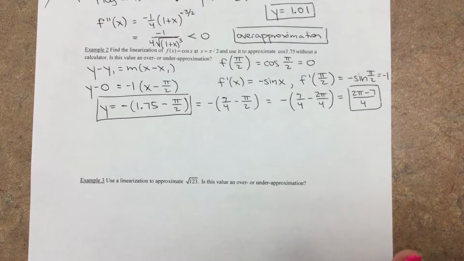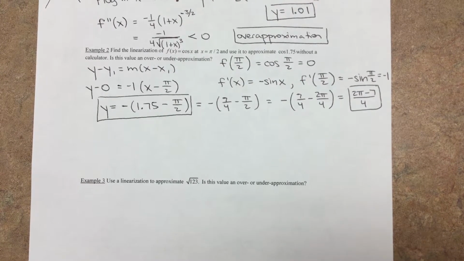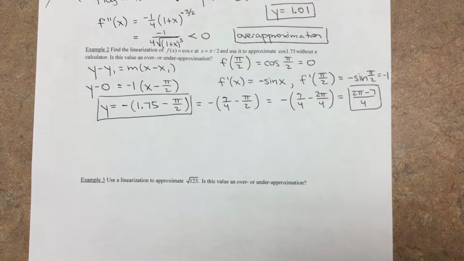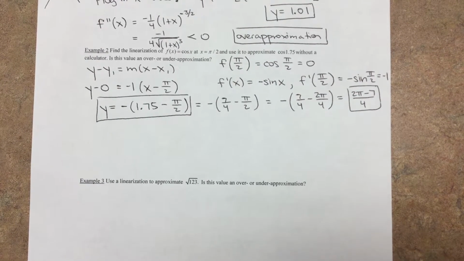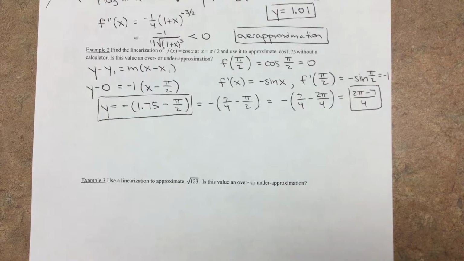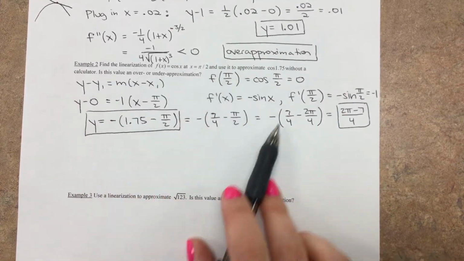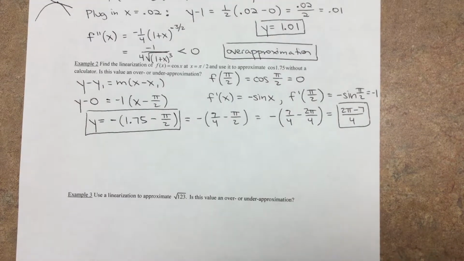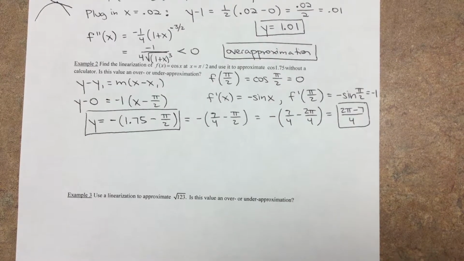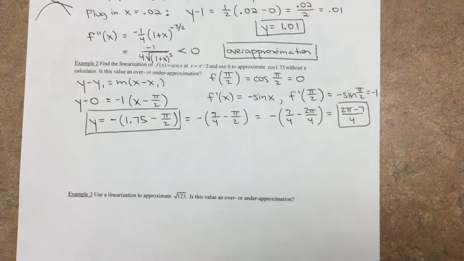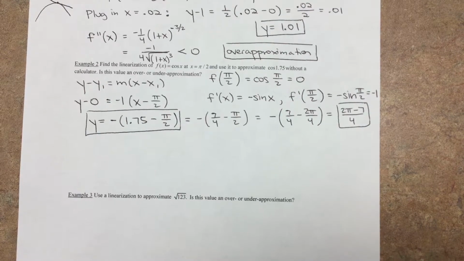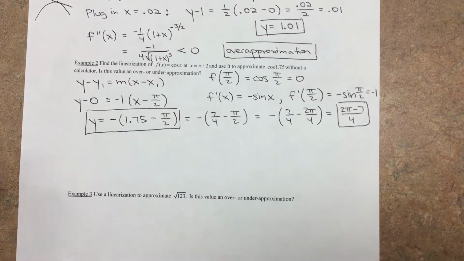So then we can answer that last part. Is this value an over or under approximation? Just like example 1, just like any example, we're going to figure out the concavity of this graph at this particular point. This one's important because a cosine curve, if you're picturing it, just wiggles up and down, back and forth, which means it's constantly changing concavity. It's important to know what the concavity is at the point of tangency, because the concavity will be changing, so we need to know what it is at that point.